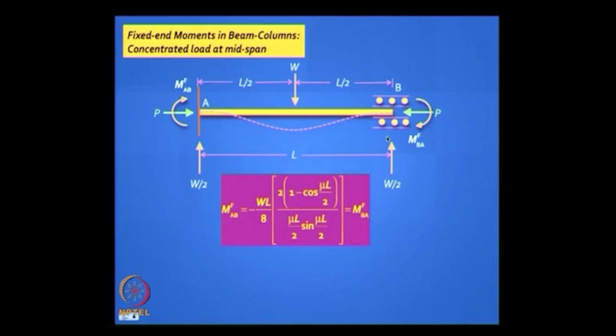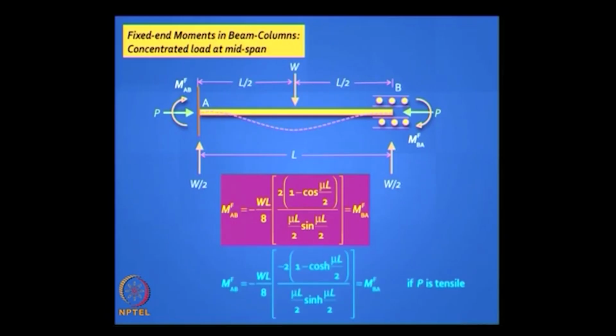Now if you have a force P acting, that fixed end moment gets affected. The default value is WL by 8, you know that, okay. Default value is WL by 8, left side will be anti-clockwise, right side will be clockwise, right. That gets multiplied by a factor which you can see in those box brackets, which is the function of mu L. Mu L is the square root of PL squared by EI, right. So you have a ready-made formula. There is a derivation for this, it is all described in the book, but let us just use the formula when we need to do it.